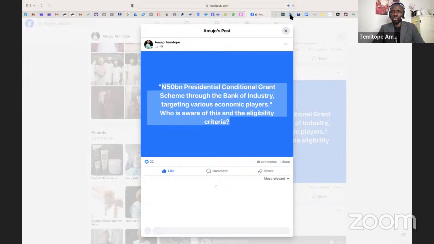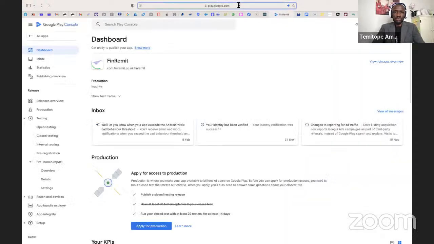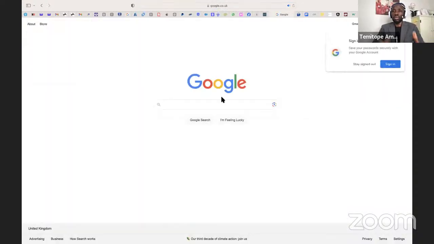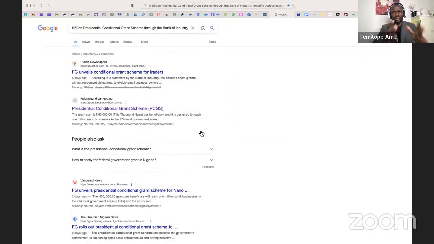Then go to your browser and type Google. Like I said, there are several other search engines that you can use, but this is one of the most common, and it's not an advert anyway. So paste that information into Google, just as I've typed it, and click Google search. As you can see on this screen, this is the newspaper that I read. You could see Punch newspaper, and this is just 5 days ago. So the information was released 5 days ago by Punch newspaper in Nigeria.